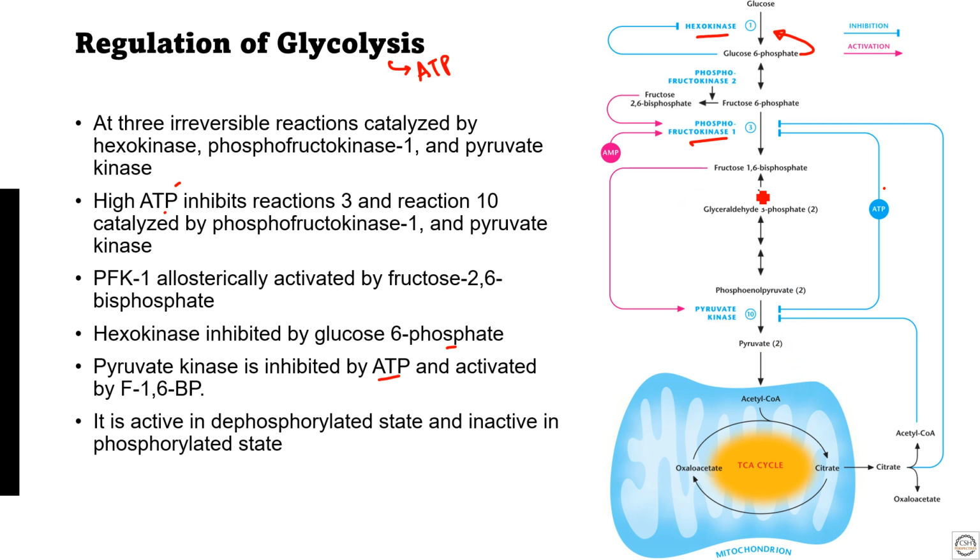So you can remember this chart. First of all, ATP: what is ATP inhibiting? ATP will inhibit the enzyme involved in step 3, that is phosphofructokinase 1, and it will also inhibit pyruvate kinase. Then glucose 6 phosphate will inhibit hexokinase. Then fructose 1,6 bisphosphate will activate pyruvate kinase.